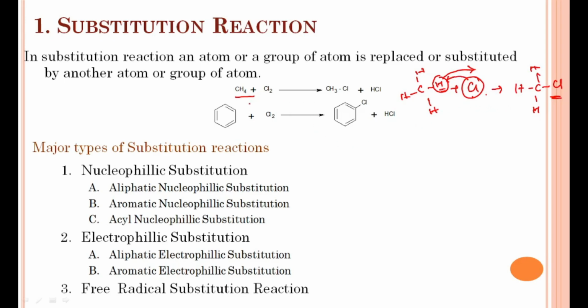A similar type of reaction we can also observe in aromatic compounds. This is benzene having hydrogen here, which is replaced with chlorine. So that's why it is a substitution reaction.